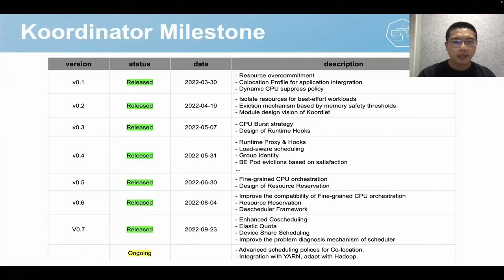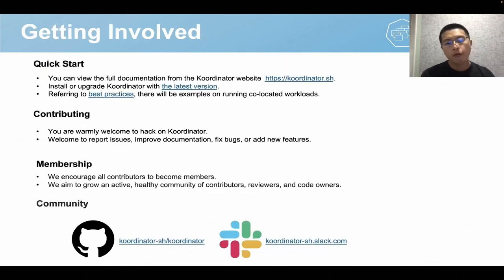Okay. Koordinator has released seven versions implementing most of the capabilities required for colocation scenarios, including resource overcommitment, CPU suppress, fine-grained CPU management, device scheduling, and elastic quota scheduling, and so on. We have provided a lot of documents on the official website and GitHub, providing helm charts and best practices. If you are interested, you can try Koordinator.